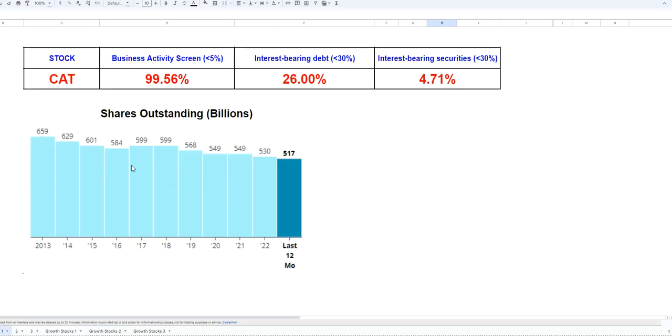The reason I like this is because, remember, if you have one share of this company and it actually buys back more of those shares, what happens is your share is now worth more than it was before. And that's very, very important to us, okay, as long-term investors.